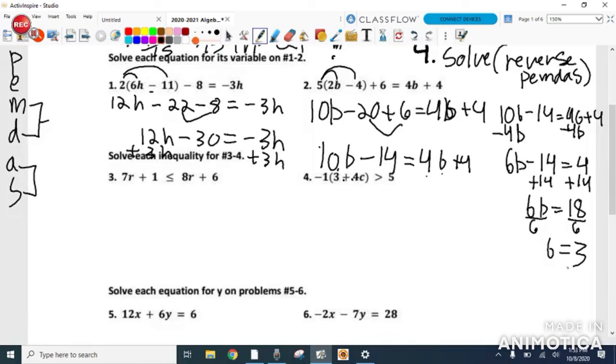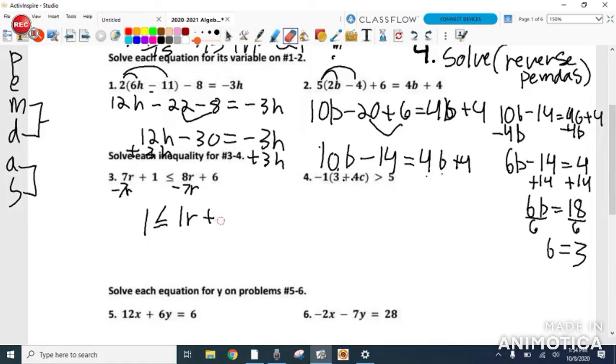So let's move on to solving the inequality, okay? Same rules apply, okay? Do I need to distribute at number 3? No, I'm good. Combine like terms? No, I'm good. I need to get my r to one side of the inequality symbol. I have a 7r on one side and an 8r on the other. Which one is the smaller of the two? The 7r. So I need to subtract 7r from both sides. Okay? That will get me 1 less than or equal to 1r plus 6.